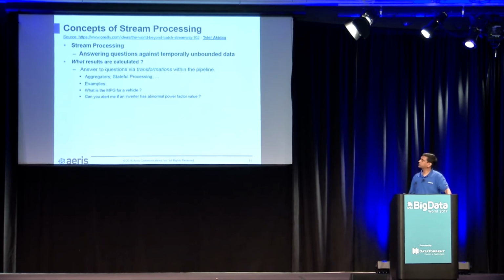So the what has to do with any problem you're solving. You're typically asking a question, right? To answer the question, you have to do certain things. What is being done to answer the question? Examples are calculating miles per gallon for a vehicle, or calculating the turbine speed. To calculate that, something has to be calculated based on the pipeline we looked at earlier. Where it happens is a separate problem, but that is the first step.